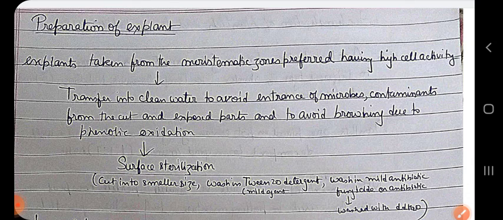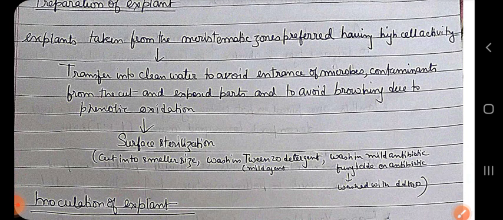For preparation of explants, the explants are taken from the meristematic zones, preferred having high cell activity. That means from the meristematic zones, we normally use explants that have high cell activity, which are free from viral contaminants, free from bacterial contaminants, and where the chromosomes are maintained at diploid level. Then transfer those explants immediately into clean water, to avoid entrance of microbes and contaminants from the cut and exposed part, and to avoid browning due to phenolic oxidation.